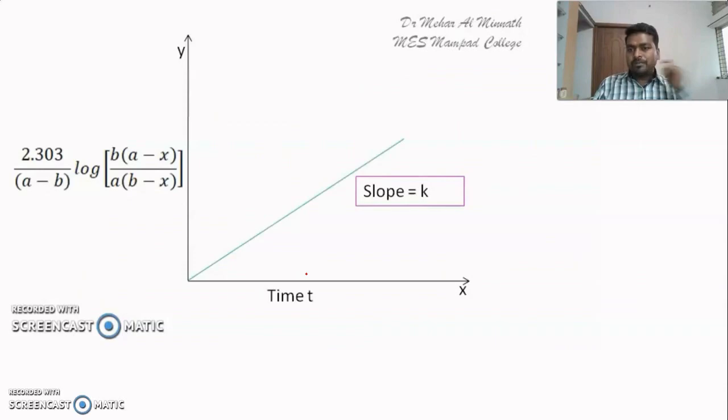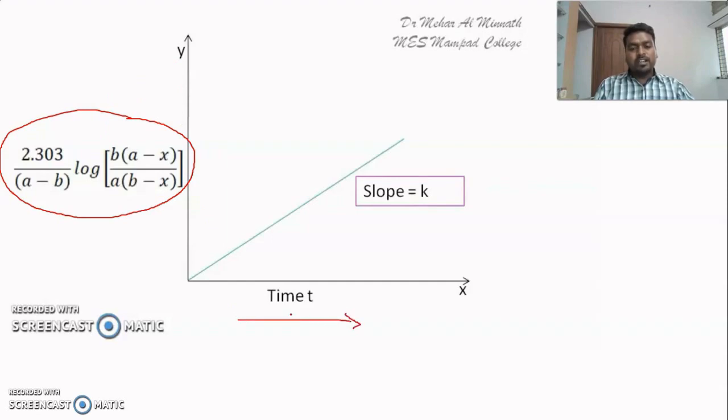Then if you draw the graph of 2.303 divided by a minus b into log of b into (a minus x) divided by a into (b minus x) using experimental data, put this on the y-axis and time on the x-axis, because time is the independent variable and this is the dependent variable. If you draw the slope, we are going to get a positive slope. This is the graphical representation of this curve.